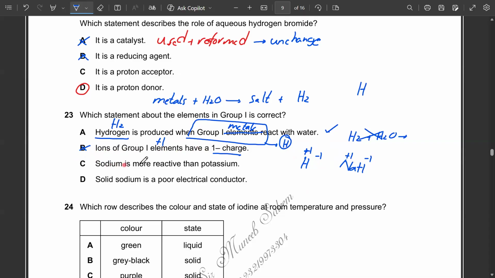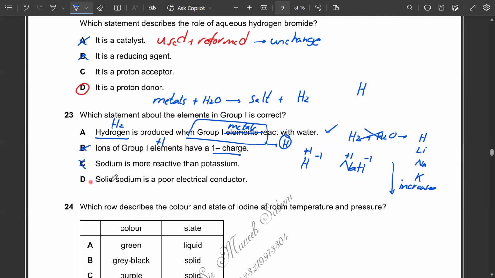Then C, sodium is more reactive than potassium. We remember from yesterday's class about the reactivity series of the metals. As we move down the group, the reactivity of the group 1 metals increases. The order is hydrogen, then lithium, then sodium, and then potassium. So potassium is more reactive compared to sodium. So this makes option C incorrect.